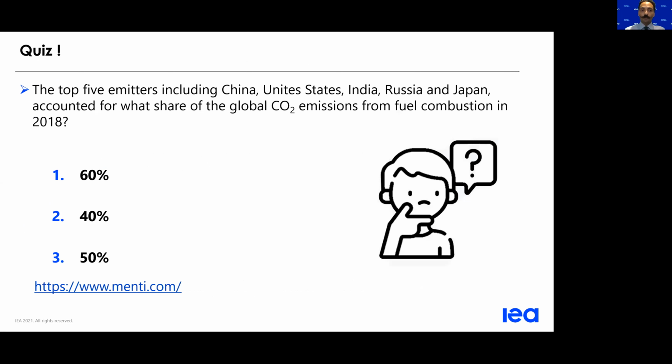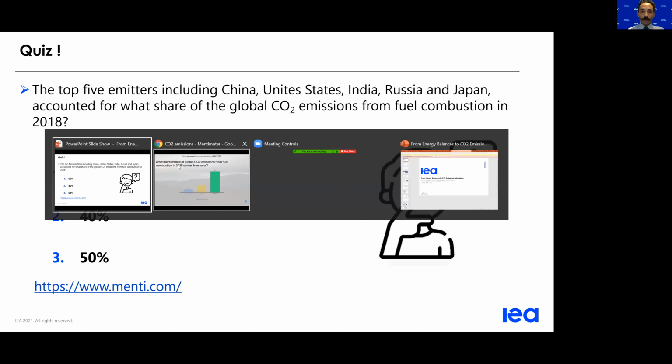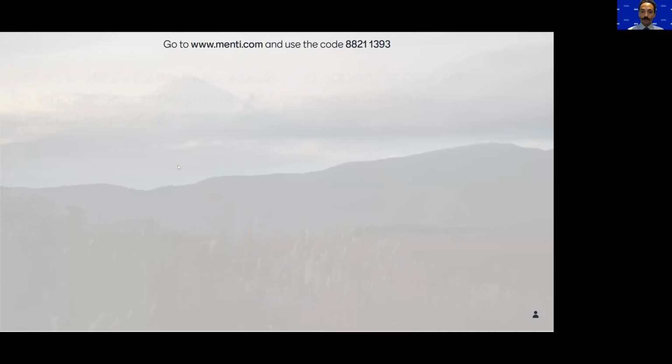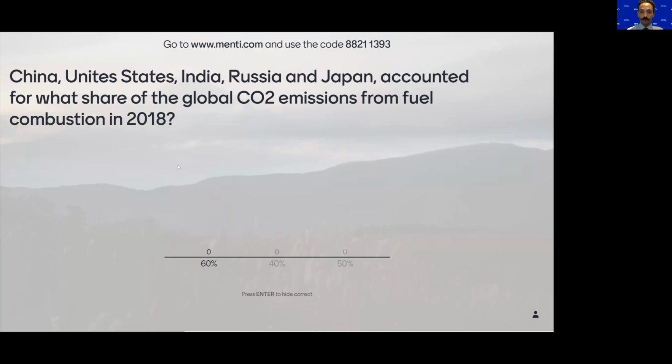Another Menti question for you guys. So the top 5 emitters, which include China, US, India, Russia, and Japan, accounted for what share of the global CO2 emissions from fuel combustion in 2018? Another fast Menti detour for you guys to participate in this question.